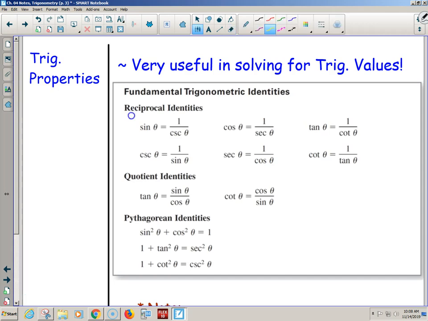Mm-hmm. Okay, because the second row is like who is cosecant? Oh, flip sine. Who is secant? Oh, flip cosine. Who is cotangent? Oh, flip. Because remember, by flip we mean reciprocal, right? Have you guys seen any of the other ones before?